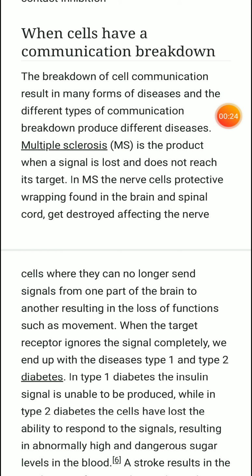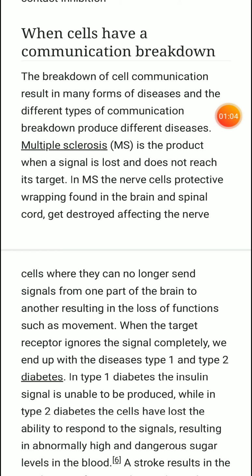Multiple sclerosis, MS, is the product when a signal is lost and does not reach its target. In multiple sclerosis, the nerve cells' protective wrapping found in the brain and spinal cord gets destroyed, affecting the nerve cells, which can no longer send signals from one part of the brain to another, resulting in the loss of functions, such as the movement of the cells.